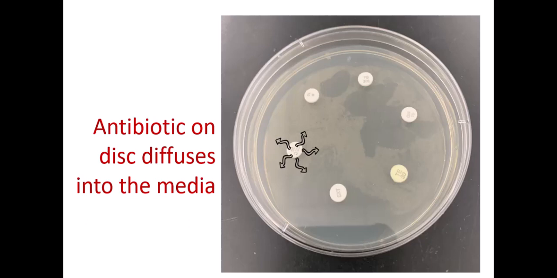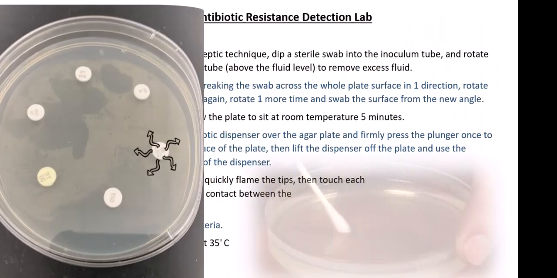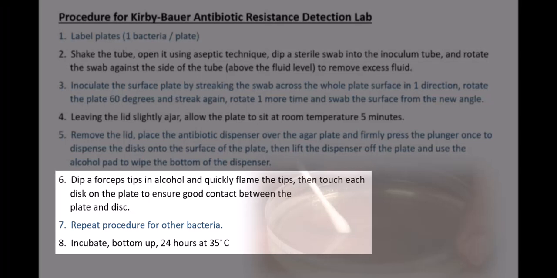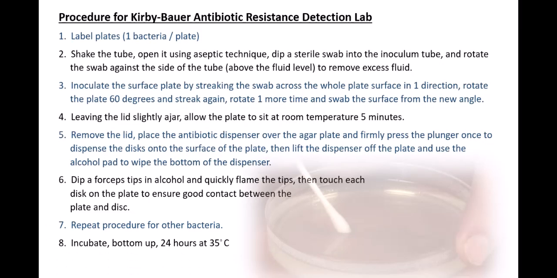To ensure that the discs are making solid contact with the agar, dip the tips of a forceps in alcohol and quickly flame the tips. Then touch each disc on the plate. Incubate the plates for 24 hours at about 35 degrees Celsius.